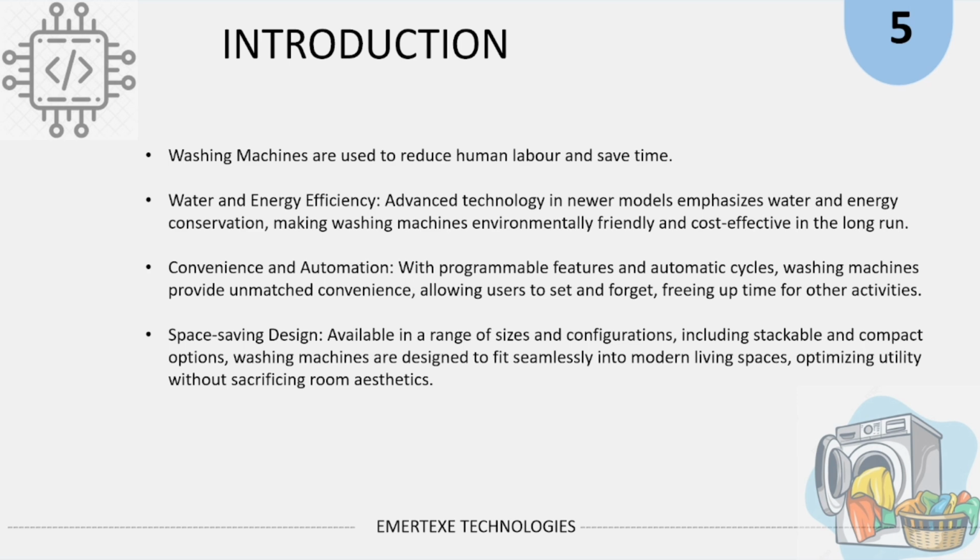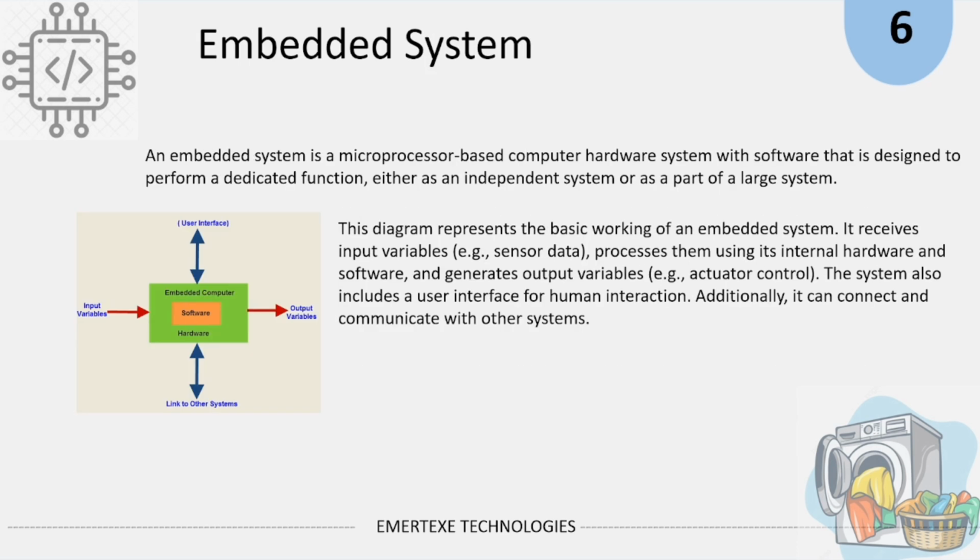They are convenient and automated, with programmable features and automatic cycles. Washing machines provide unmatched convenience, allowing users to set and forget, freeing up time for other activities. They also offer a space-saving design, available in a range of sizes and configurations including stackable and compact options. Washing machines are designed to fit seamlessly into modern living spaces, optimizing utility without sacrificing room aesthetics.